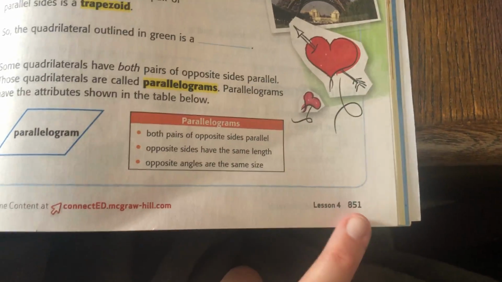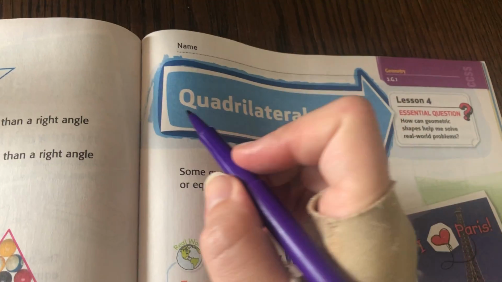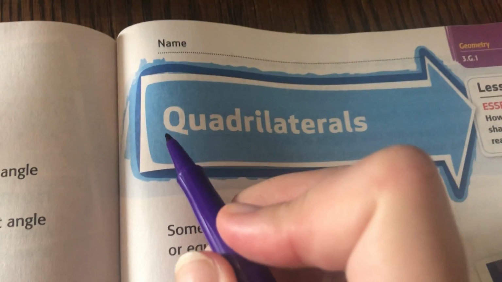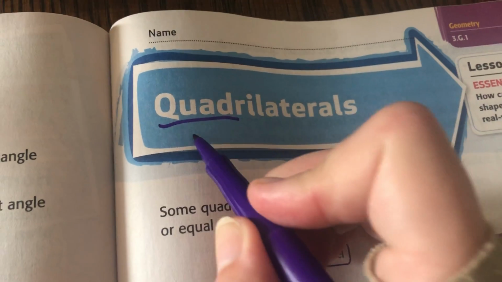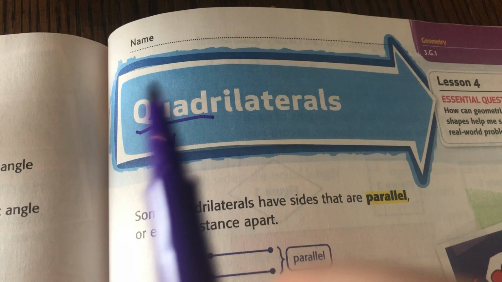Friends, we're going to be talking about pages 851 to 859, and we're going to be looking at quadrilaterals. We talked about in the last set of pages, in the last video, that quad means four. So quadrilaterals are shapes with four sides.